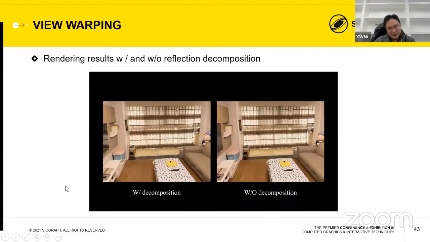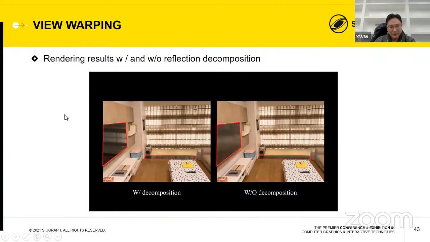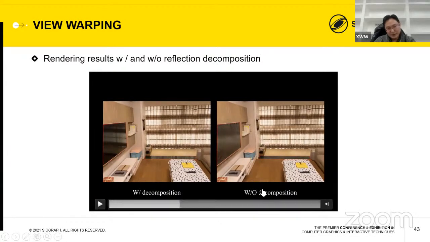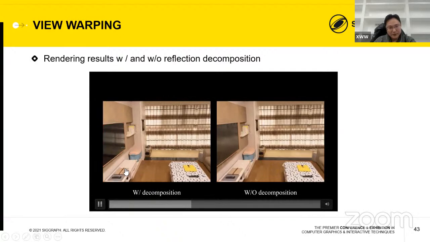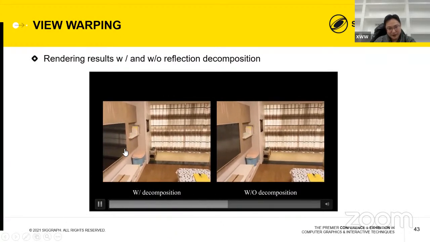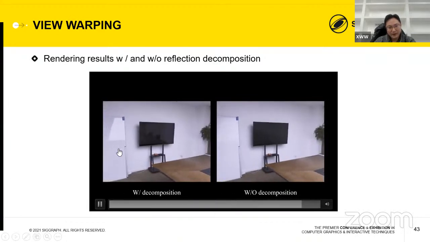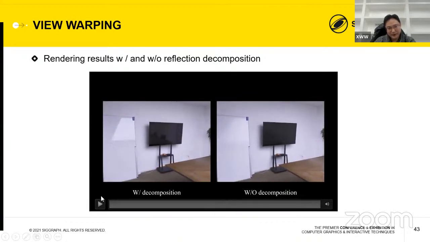This video shows the rendering result with and without decomposition. Without the reflection decomposition, we can see blurred rendering results on the TV screen and the reflected ground. With two-layer mesh reconstruction, we can see realistic rendering of the reflections. We can see the reflections on the white board.